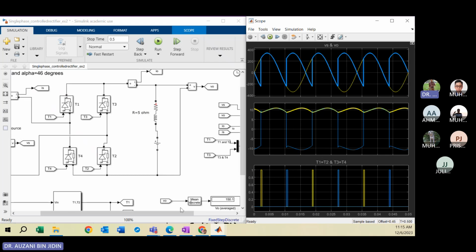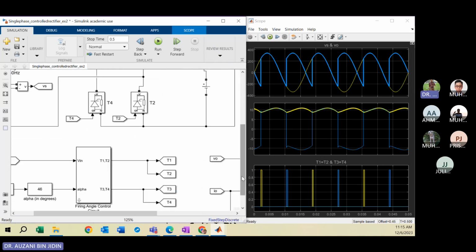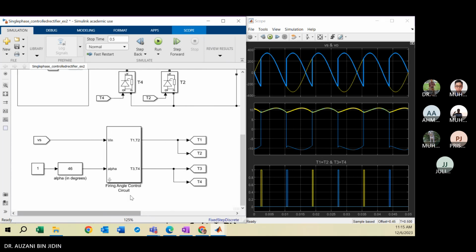I forgot to mention the current pulse is generated from this unit, the firing angle control unit. Actually, you can design this block if you understand the way the current pulse is produced. You need to provide the information of the angle and the source.